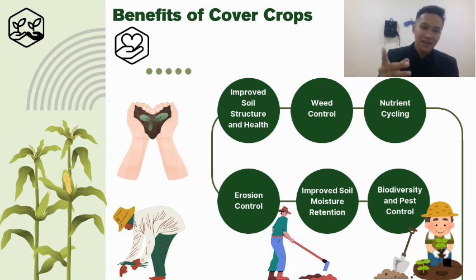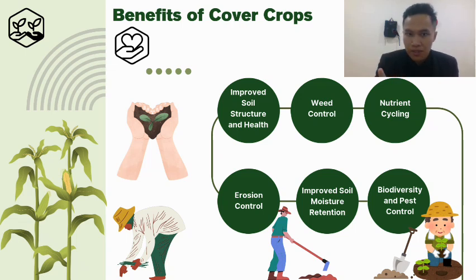Besides that, we have weed control. So, what is inside the weed control? Cover crops act as a natural mulch, suppressing weeds by outcompeting them for sunlight and nutrients. This will reduce the need for herbicide and helps weed management without tillage.